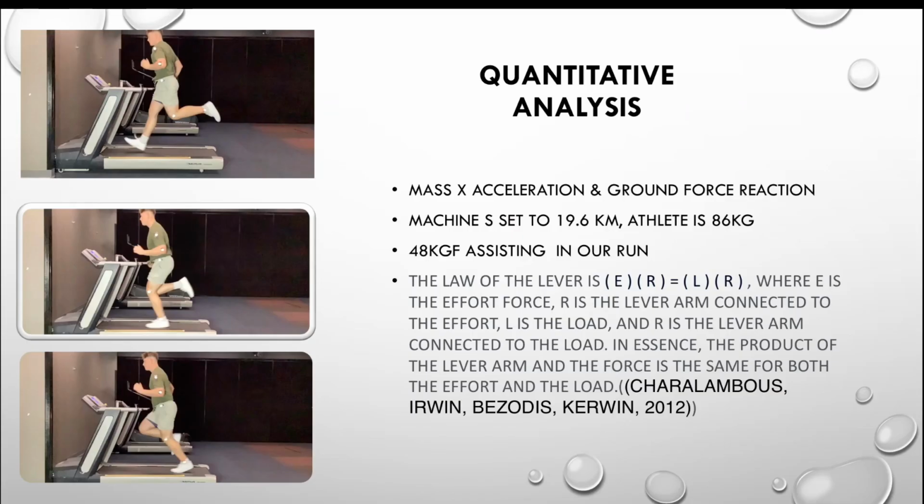Looking at our qualitative analysis. So we have taken some measurements. The athlete's at 86 kilos. The machine is set to 19.6 kilometers per hour. And we can measure the force produced by multiplying these together. I believe we get 46 kilograms of force from this. So this is going to potentially push us forward.